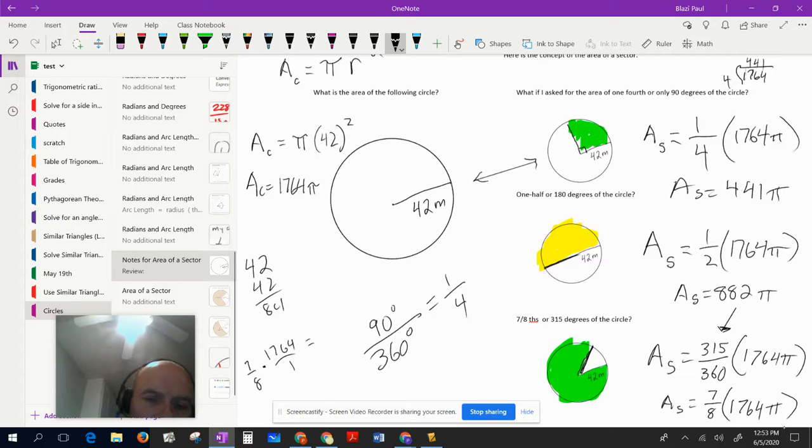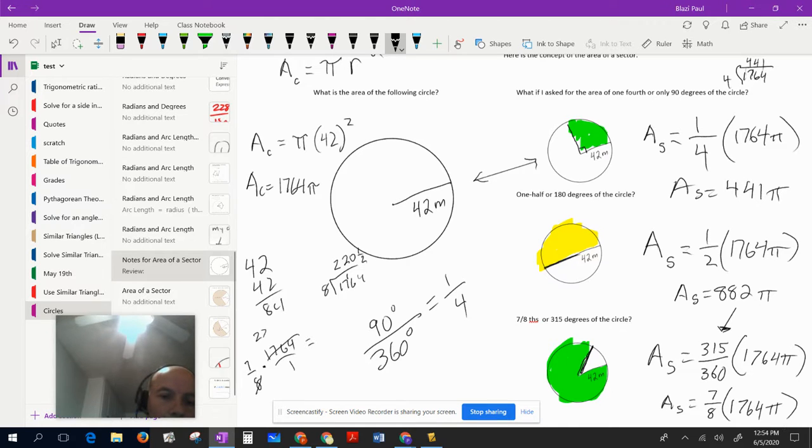how many times does 8 go into 1764? 2, carry the 1, boom, 220.5. Okay, so that's not going to cancel out nicely for me.